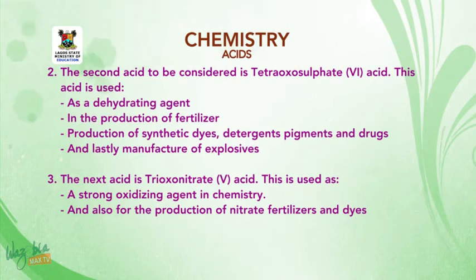The second acid to be considered is tetraoxosulfate VI acid. This acid is used as a dehydrating agent in the production of fertilizer, production of synthetic dyes, detergents, pigments, and drugs, and lastly, manufacture of explosives. The next acid is trioxonitrate V acid. This is used as a strong oxidizing agent in chemistry and also for the production of nitrate fertilizers and dyes.